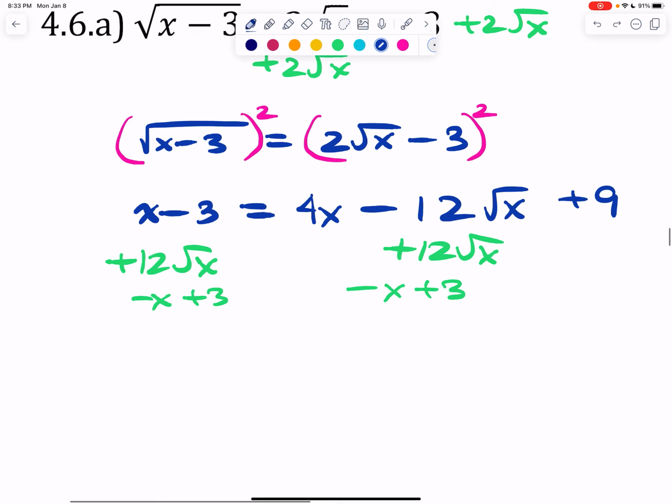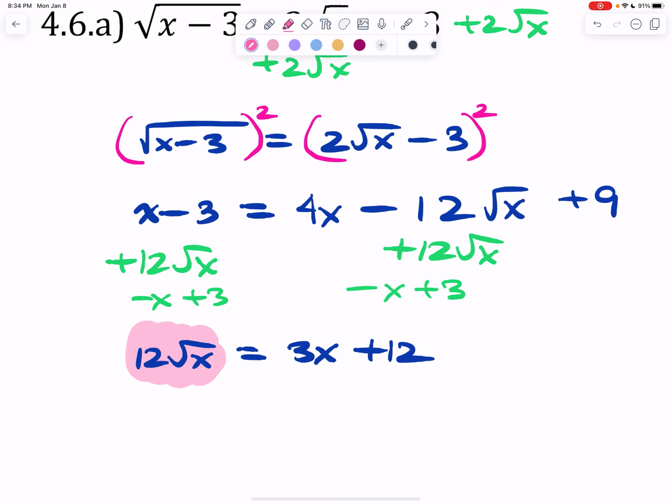Simplifying. Left side, I've got 12 root x. Right side, I've got 4x minus x, so that's 3x. And 9 plus 3 is 12. I could square at this point. It's totally valid to do so. I'm just noticing that all my terms have a common factor of 3. So we might as well divide both sides by 3.